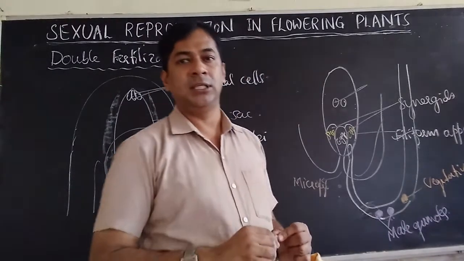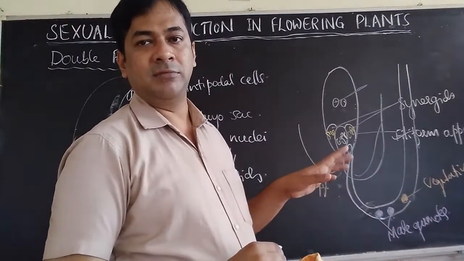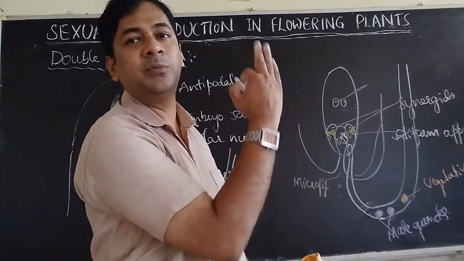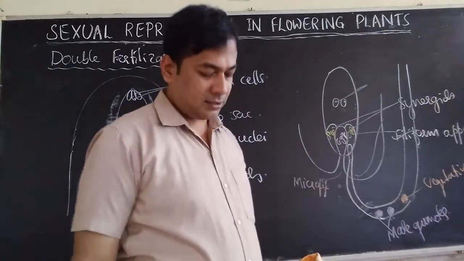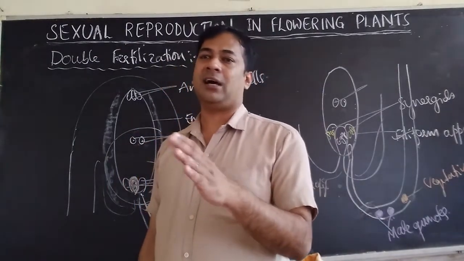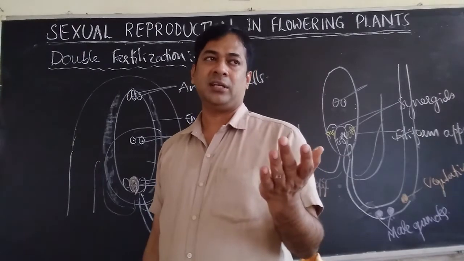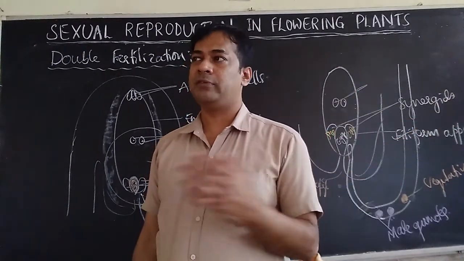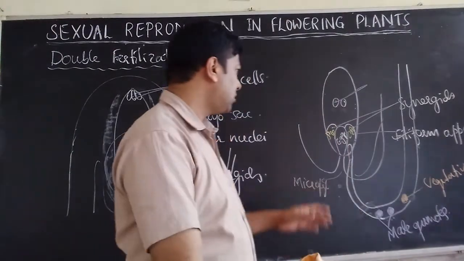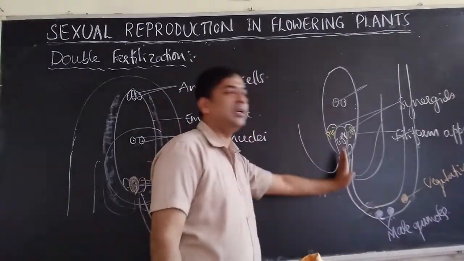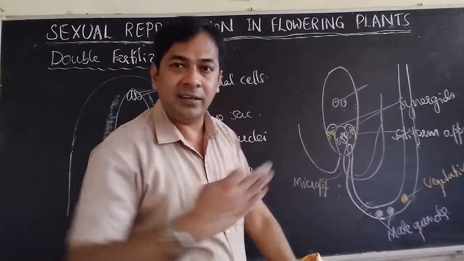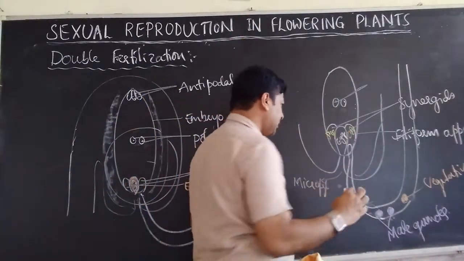Guiding means the filiform apparatus will help the pollen tube to enter. It will guide the pollen tube how to go. Like if a new person comes to an area, he will ask where is this address. Then that person should show where exactly it is located. Like that, when the pollen tube tries to enter, at that time the filiform apparatus will guide the entry of the pollen tube, where exactly the pollen tube should go.